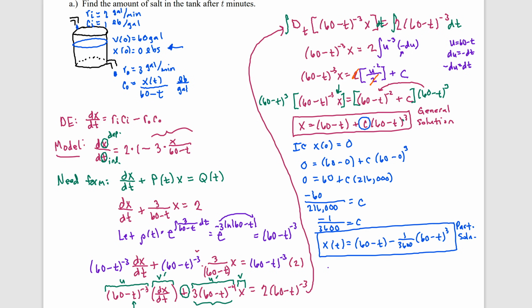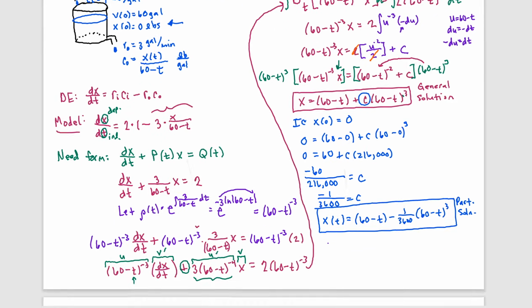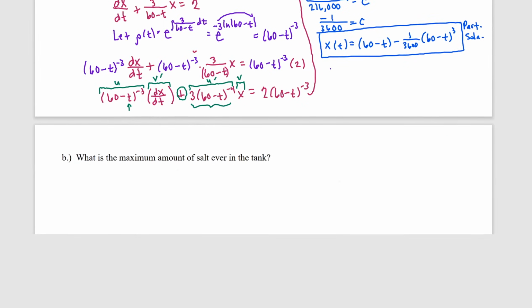Then from the problem, we got our initial conditions and applied them to our general solution to get our particular solution. So we have a predictive model, that is, I can anticipate the amount of salt in the tank at any time t. Let's see if we can also answer the next question.